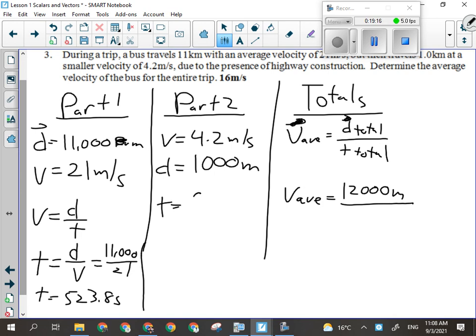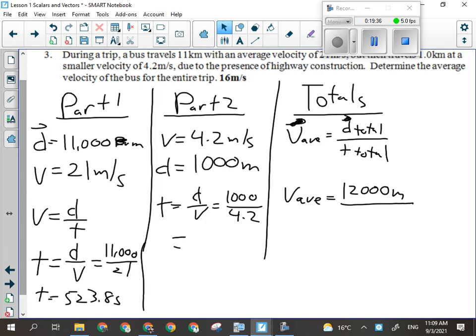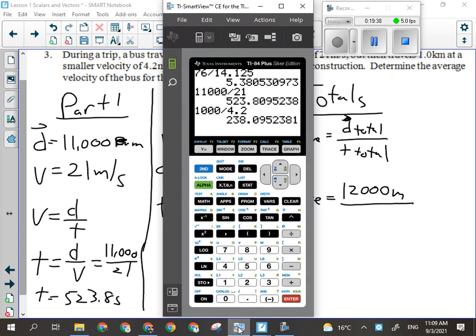Okay, then I'm going to do the same thing here. t equals d over v. That's going to be 1,000 divided by 4.2. Okay, so 238 point, we'll say 09. I know it rounds up, but that's all I'm going to write for now. 238.